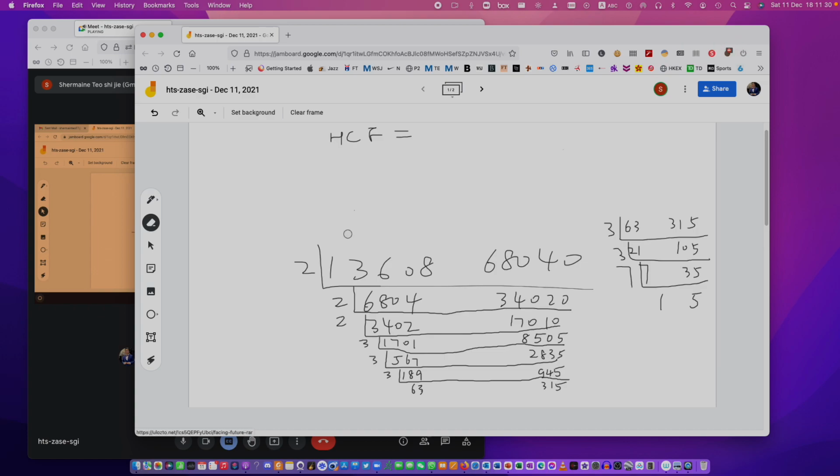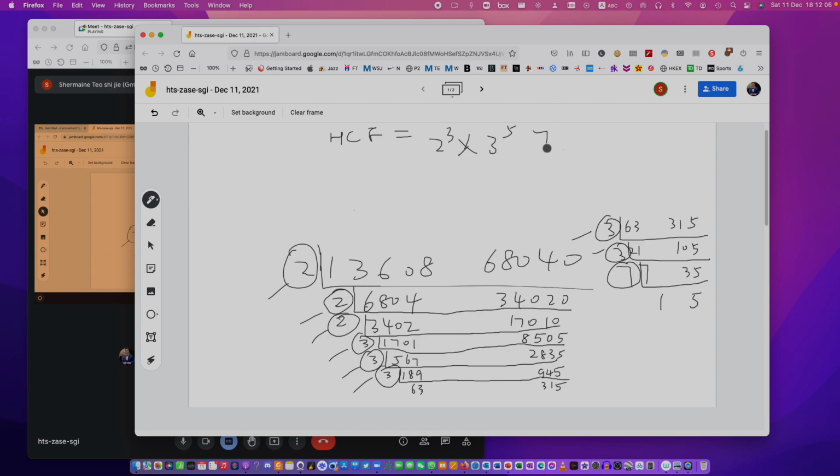2 times 2 times 2 times 3 times 3 times 3 times 3 times 3 times 7. Yeah, so this will give you the HCF. So it's how many 2? 1, 2, 3. 2 to the power 3. How many 3? 1, 2, 3, 4, 5. 3 to the power 5. How many 7? 1. How do you find LCM?